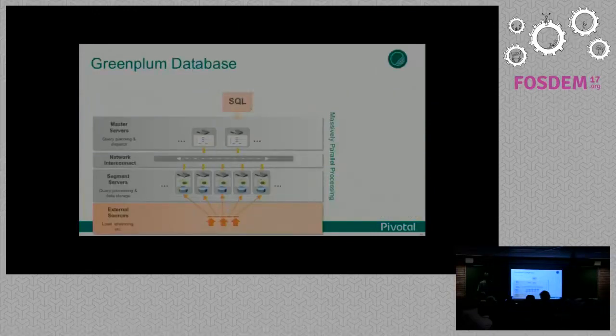So how does it work in the database? Greenplum Database is a shared nothing parallel system. So SQL comes in to a master. There is a query optimizer, which figures out how to parse that SQL and distribute it to the worker nodes. The worker nodes are called segments.